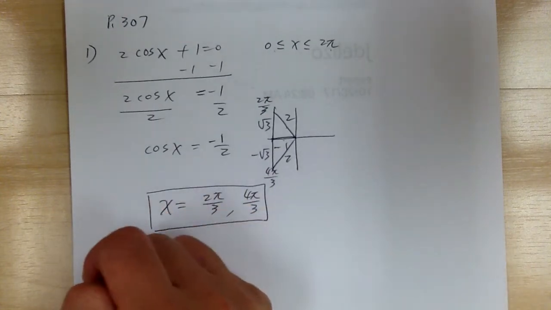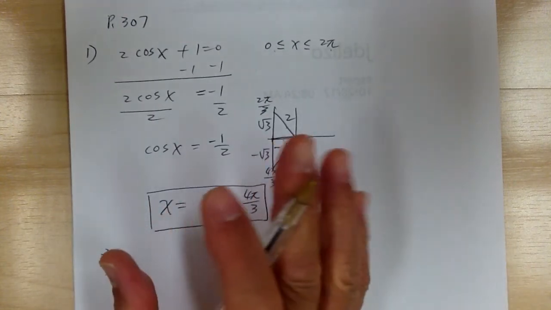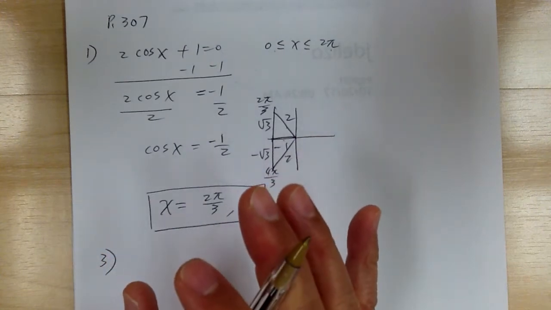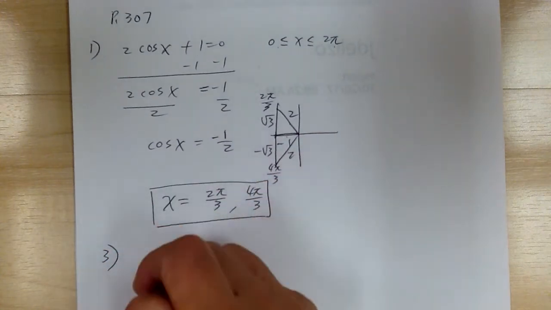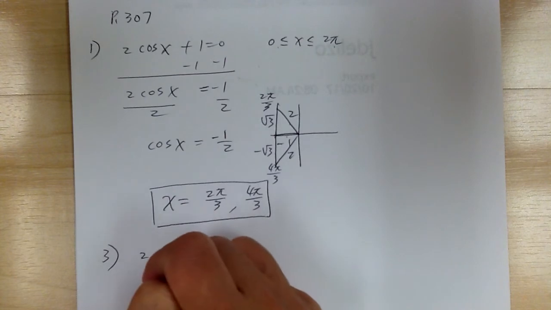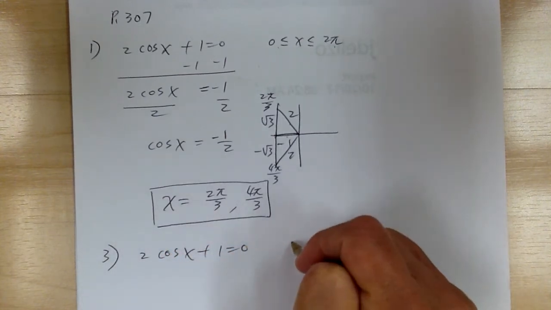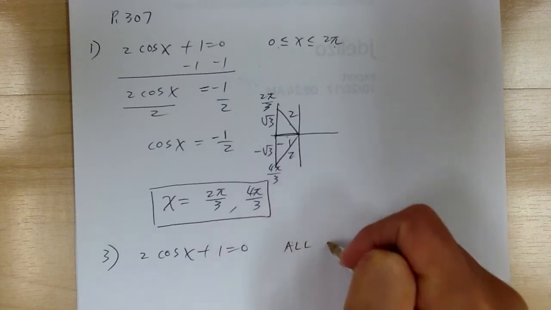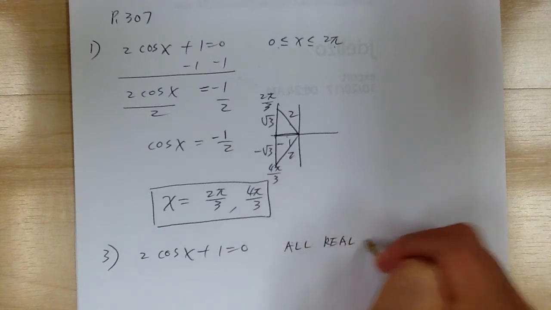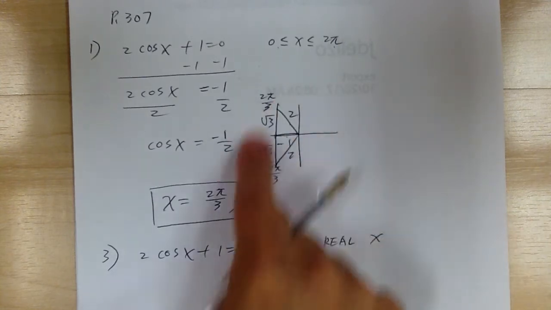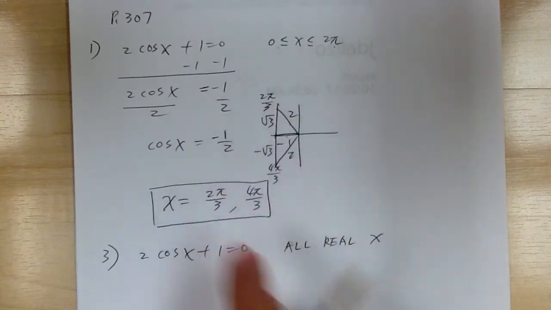Now, let's go to number 3. Number 3 is exactly the same problem, but it has different limits. Okay, you have different boundaries. So you have 2 cosine x plus 1 equal to 0, and this one is for all real x. That means you can go around the circle an infinite number of times.